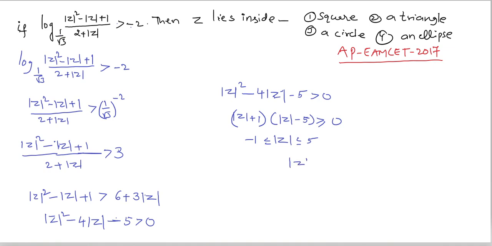From this, mod z less than 5. Mod z value is root of x square plus y square, that is x square plus y square, which is less than 25, which is a circle. So from this, the third option is the correct answer. Third option, circle.